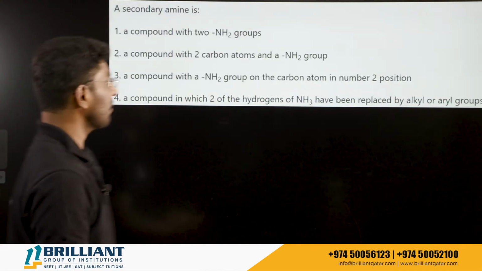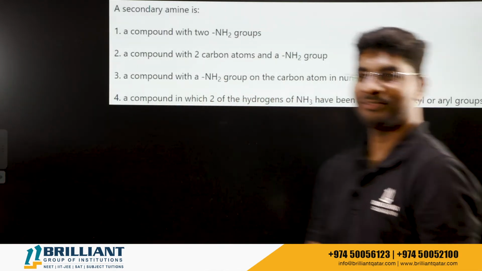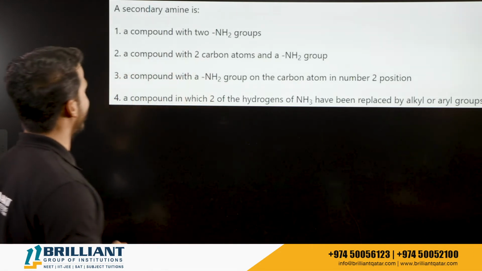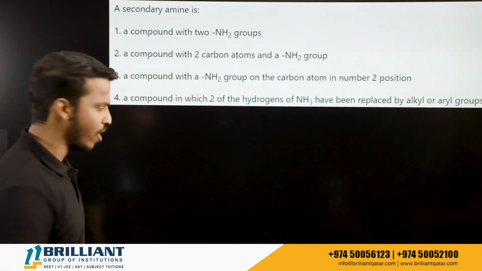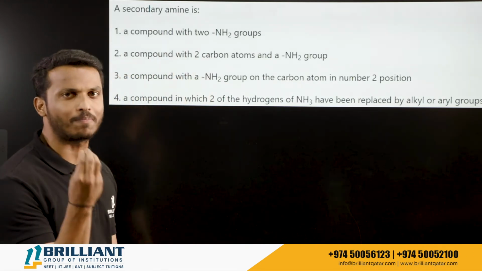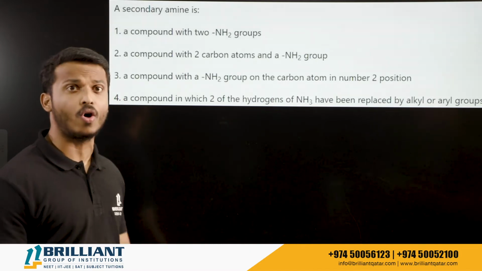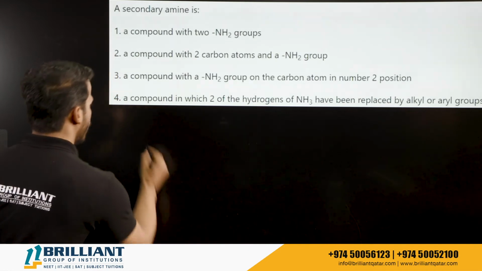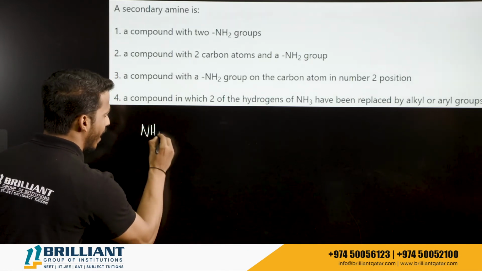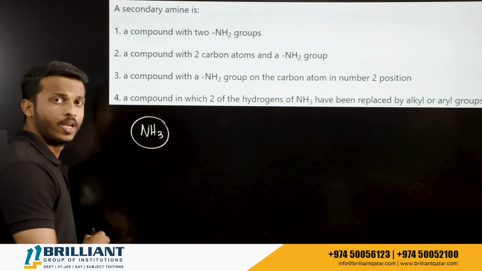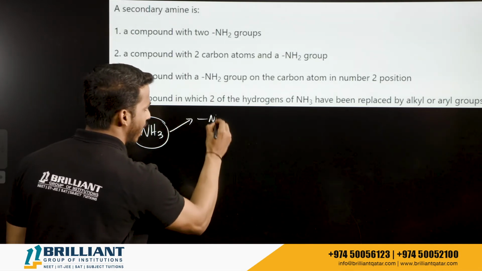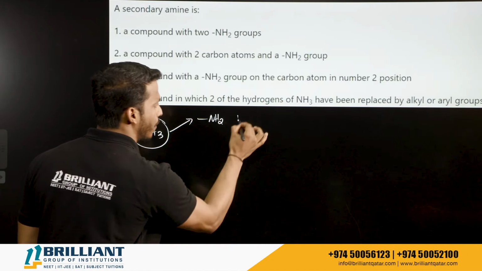Next question is chemistry, Deepak sir. Yeah. So there's a simple question from the amine chapter. A secondary amine is... Dear all, it's very simple to identify what is a primary, secondary and tertiary amine. You know, all amines are derivatives of ammonia. NH3 is called ammonia. From NH3, if you lose one hydrogen, what is left? NH2.